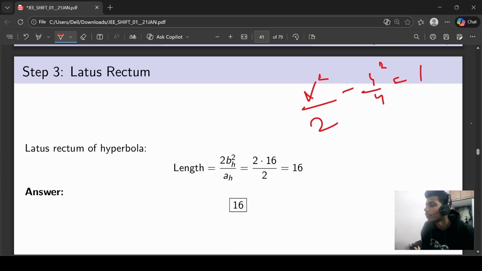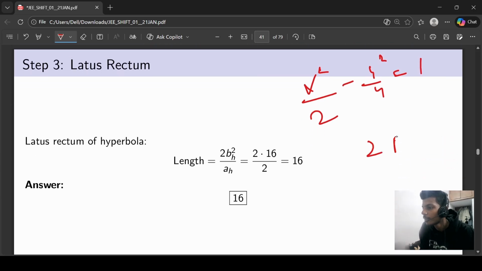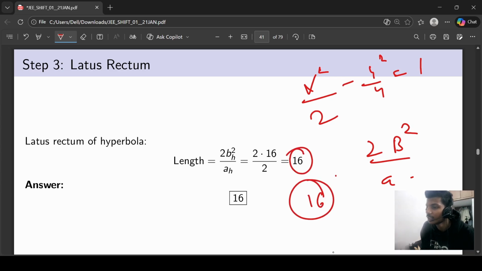Okay, we have to find out the length of latus rectum. It's simply formula based, that is 2 times b square divided by a, and what I will get in the end is 16. 16 is the answer. Yes or no? Tell me guys, how was the question?